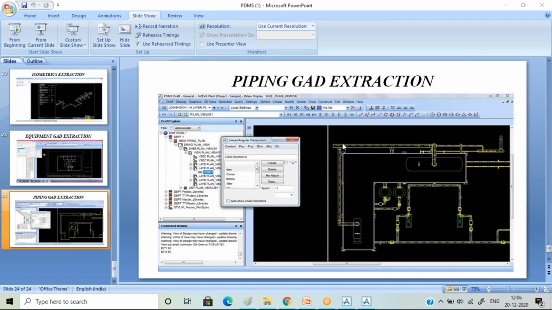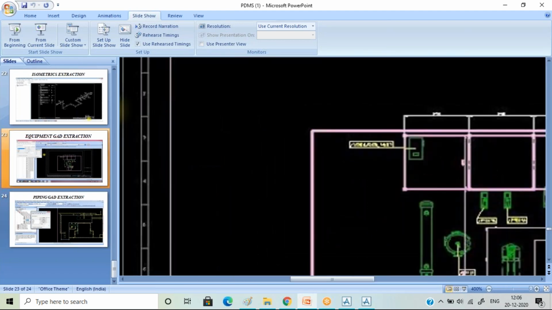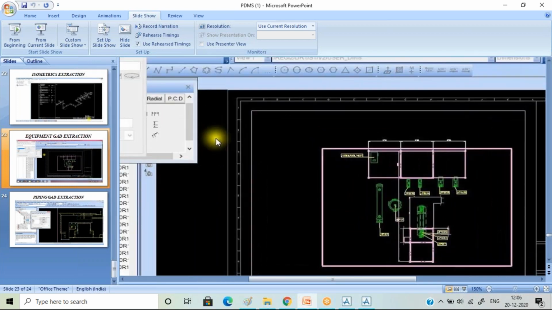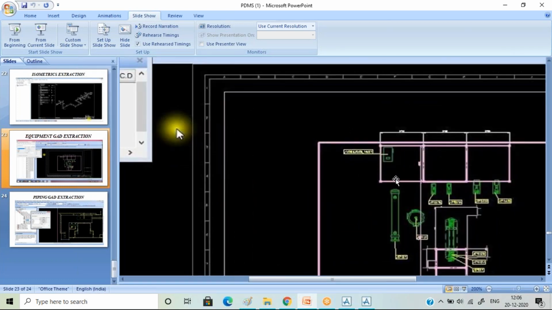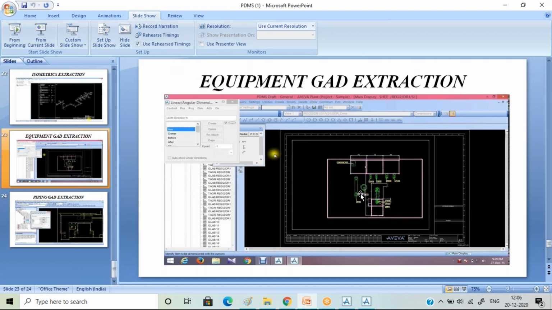So whatever JD is extracted, you're not supposed to do any manual work onto it, because that again increases your man hours. Be it your piping JD or your equipment JD, everything has to be 100% correct. Your nozzle tagging, tags for your nozzles, tags for your equipments, and the location of your equipments, meeting your X and Y directions, everything has to be perfect. Every equipment has to be located in the GAD itself.